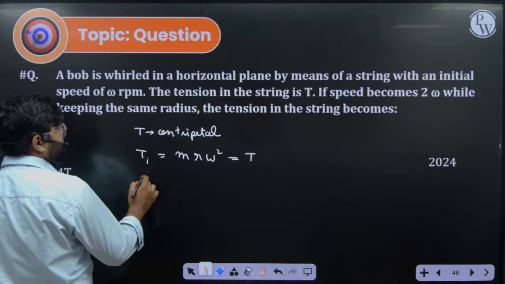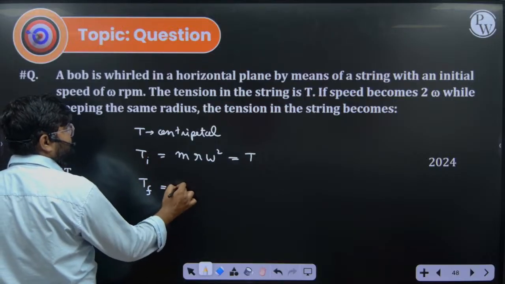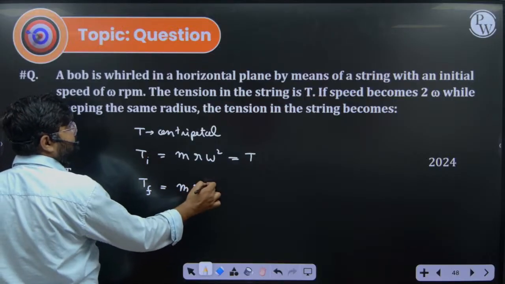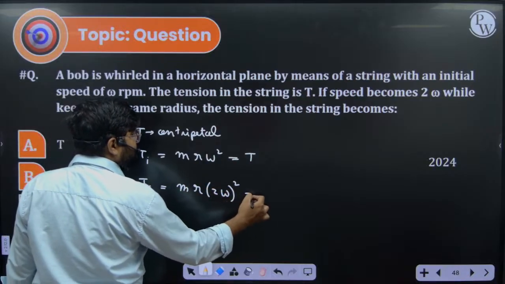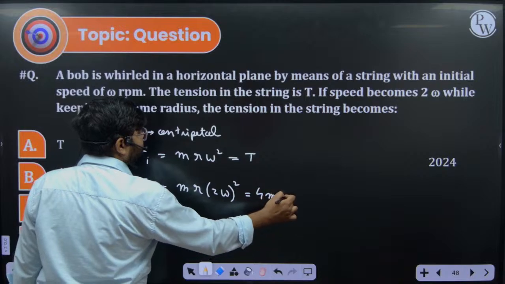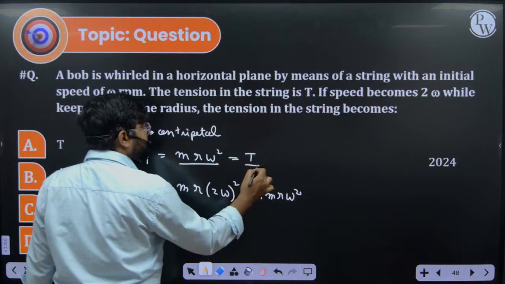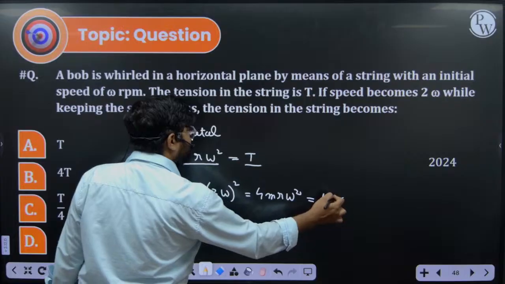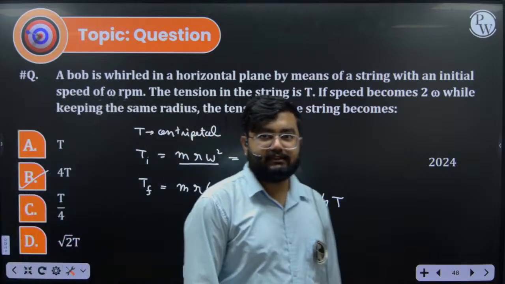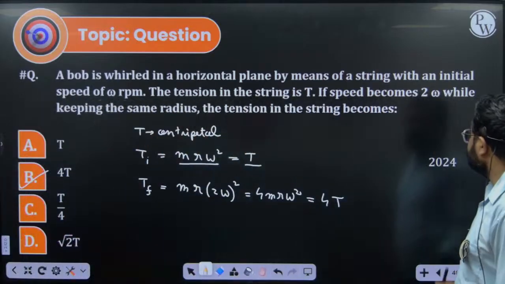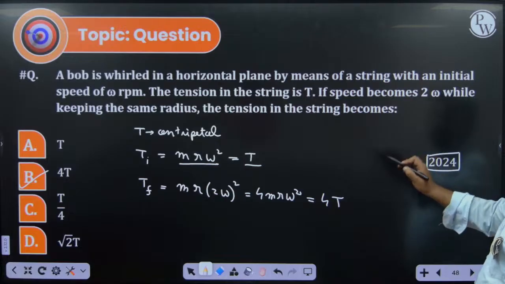Now they are saying find the final tension. Mass is same, radius is same, but the omega becomes 2 omega. So it is 4 m r omega square. m r omega square is T, so this is 4T. So the answer is 4T here. Such a simple question. And this was also asked in 2024.